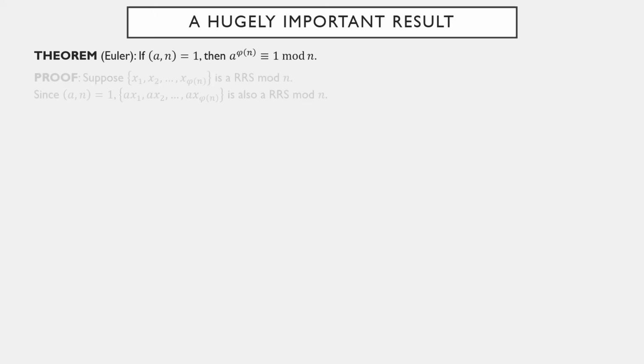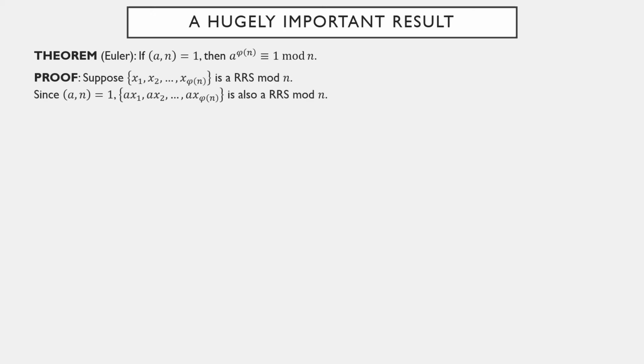Having introduced modular inverses, we can actually now prove a tremendously important result that will come up all the time for the rest of the course. It is called Euler's theorem. If a and n are relatively prime, then a to the phi of n must be equivalent to 1 modulo n. Interesting, let's prove it.